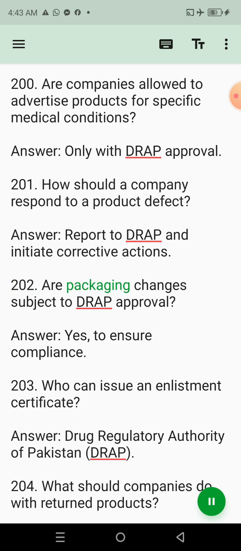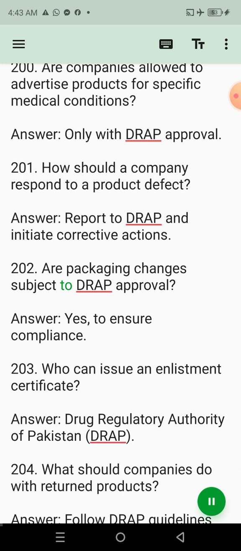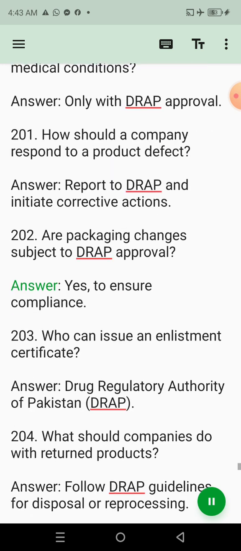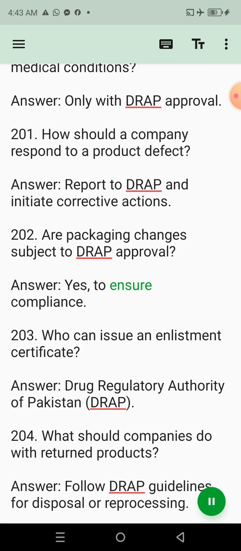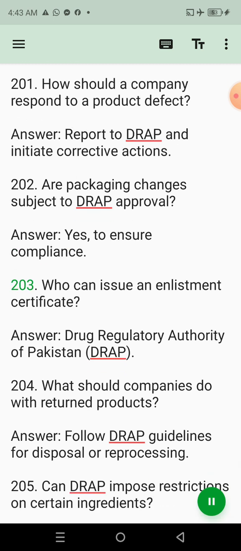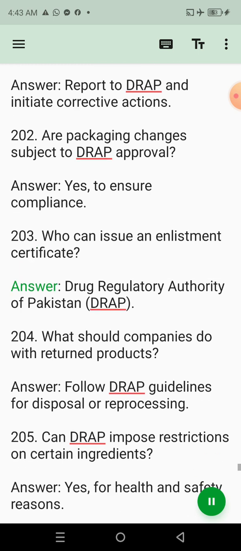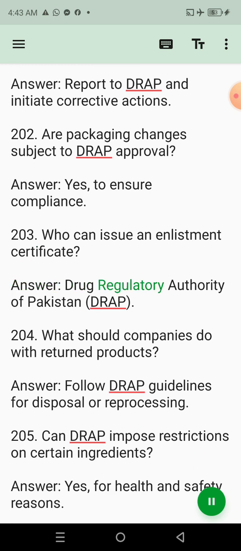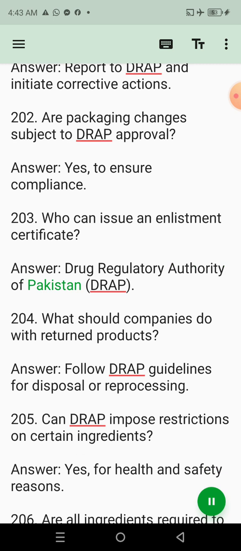202. Are packaging changes subject to DRAP approval? Answer: yes, to ensure compliance. 203. Who can issue an enlistment certificate? Answer: Drug Regulatory Authority of Pakistan, DRAP.